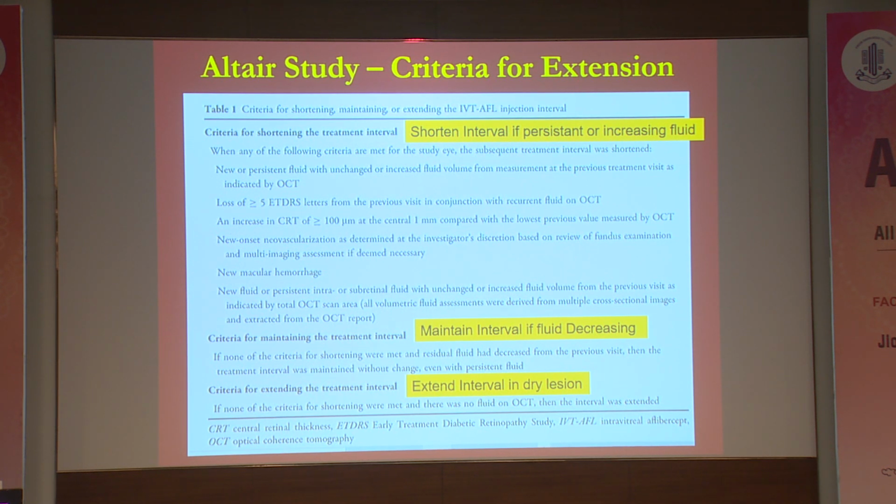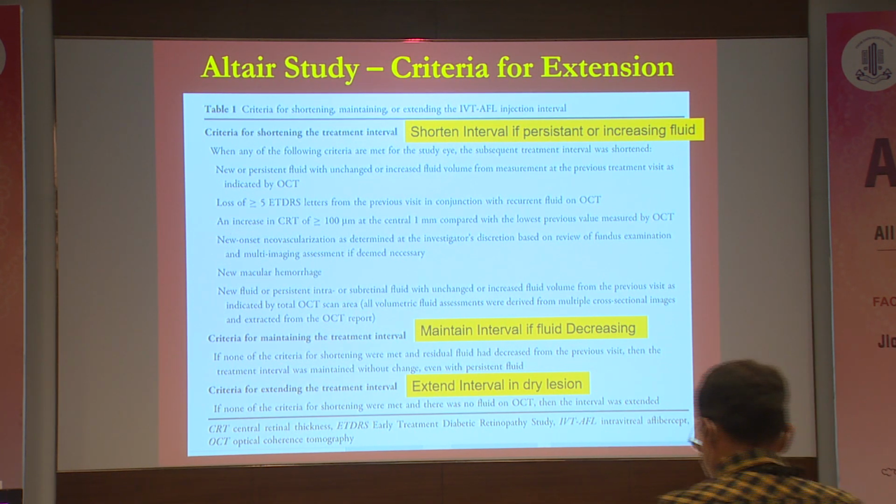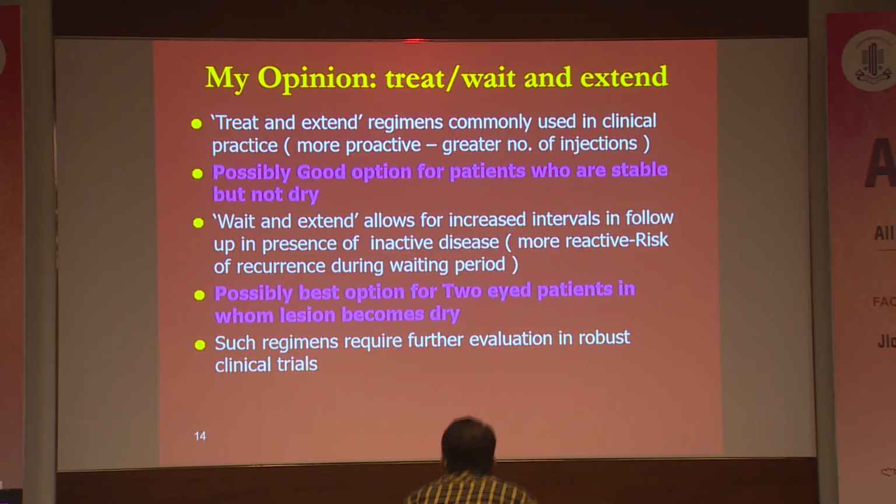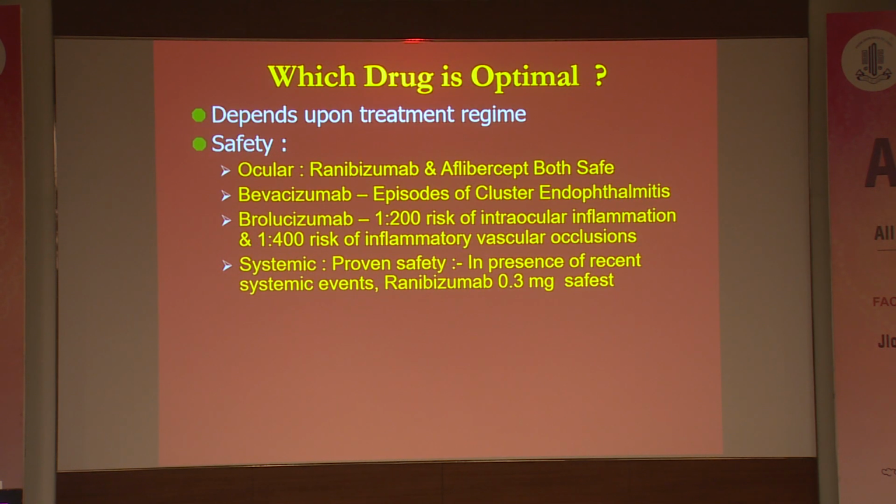It would maintain the interval if the fluid was decreasing. And so that means a very intensive treatment, and extend the interval only if the lesion was dry. In my opinion, in this country, a treat and extend regimen, which is a very proactive regimen, is probably the best option for patients who are stable and not dry. For patients who are dry, it's probably better to use a form of PRN called the wait and extend. That means it's dry, you keep on following up regularly, but treat only when needed, and you can increase the intervals between these follow-ups.